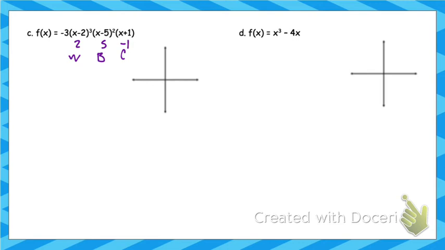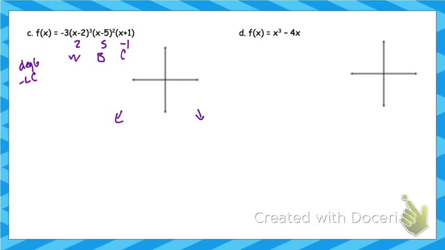Let's add up our multiplicities to get our end behavior. 3 plus 2 plus 1. So that's 6. Negative leading coefficient. Remember, there's no x there, so that does not affect our degree, but that is our leading coefficient. So even and negative.